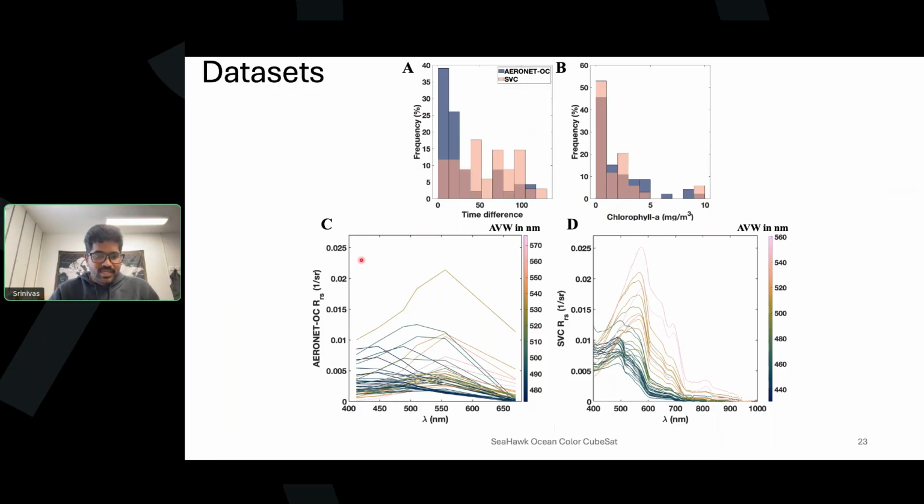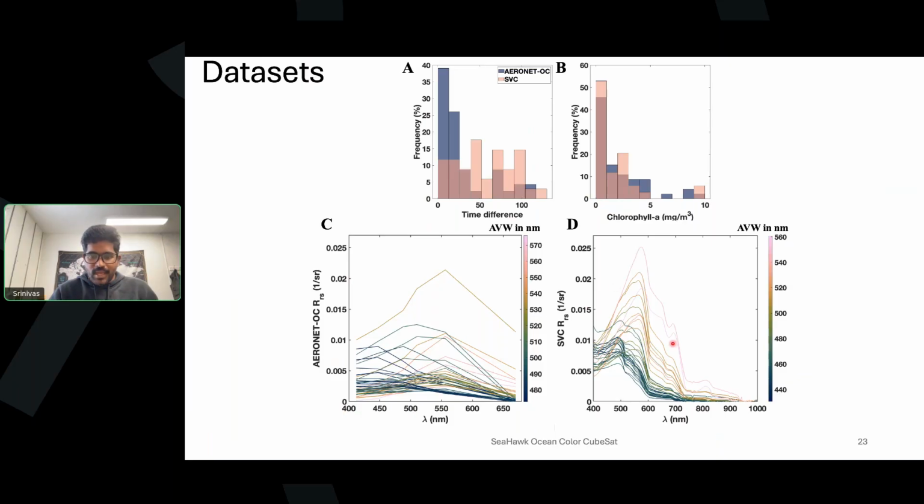Here we show the Aeronet OC remote sensing reflectance with the x-axis indicating the wavelength and the y-axis being the remote sensing reflectance. As I have mentioned before, Aeronet OC is a multispectral radiometry network. So we have these multispectral data, and the color of each of these spectra shows the apparent visible wavelength, which is a dominant wavelength for each of these spectra.